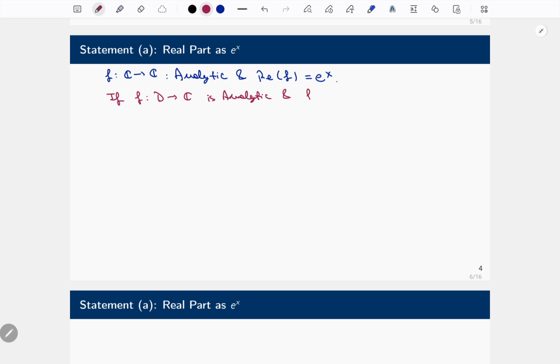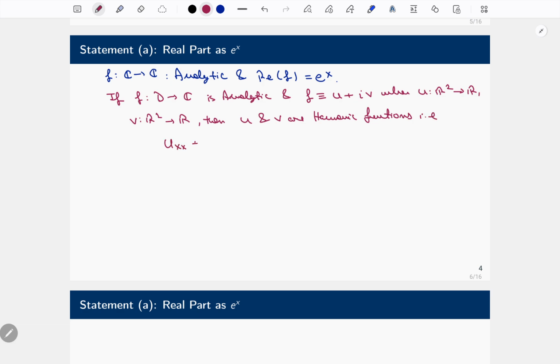and I can write f as u plus iv, where u is a function from R2 to R, v is a function from R2 to R. These are the real and the imaginary parts of the function. Then u and v are harmonic functions, that is, uxx plus uyy is equal to 0 and vxx plus vyy is equal to 0. In fact, u and v are called harmonic conjugates.